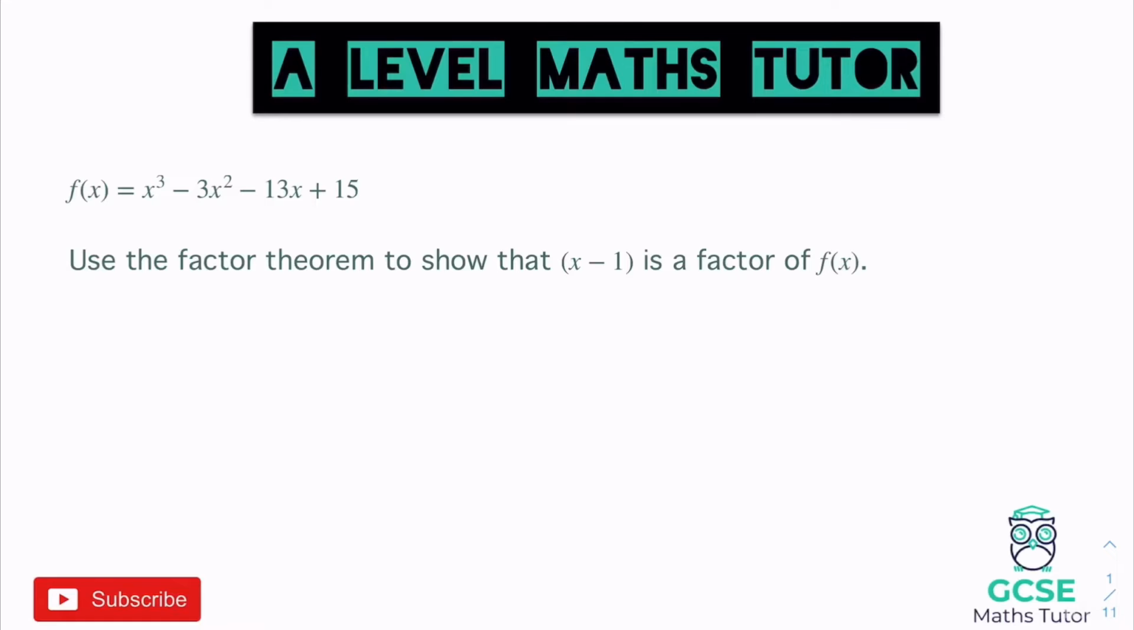Now when it comes to this question here, it says f of x is x cubed minus 3x squared minus 13x plus 15, and it says use the factor theorem to show that x minus 1 is a factor of f of x. So to start with, we're just going to have a look at showing whether this is actually a factor, and we're going to think about how this applies to some of the GCSE stuff, but make sure you grab a piece of paper and a pen, make some notes, because we're going to get started with this question.